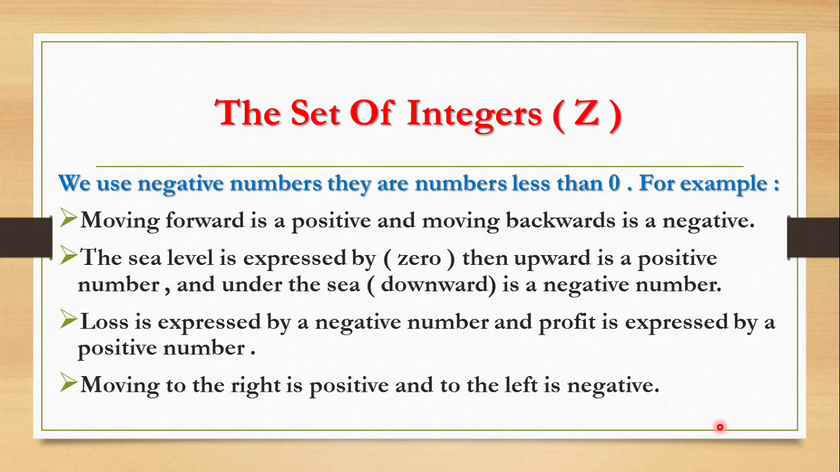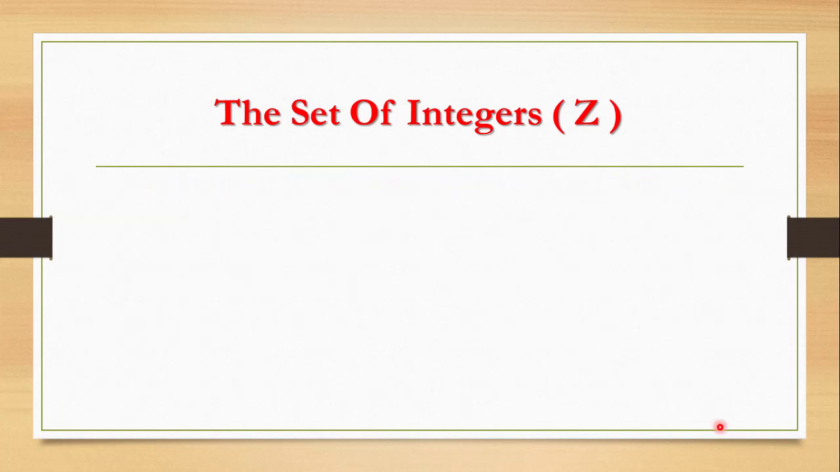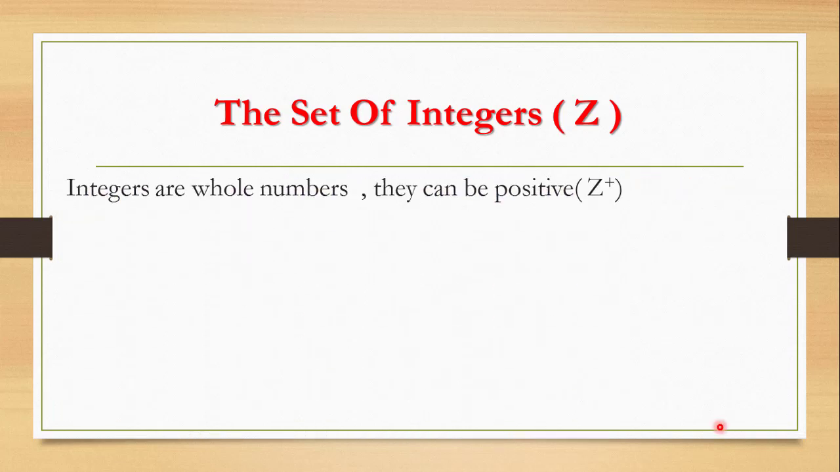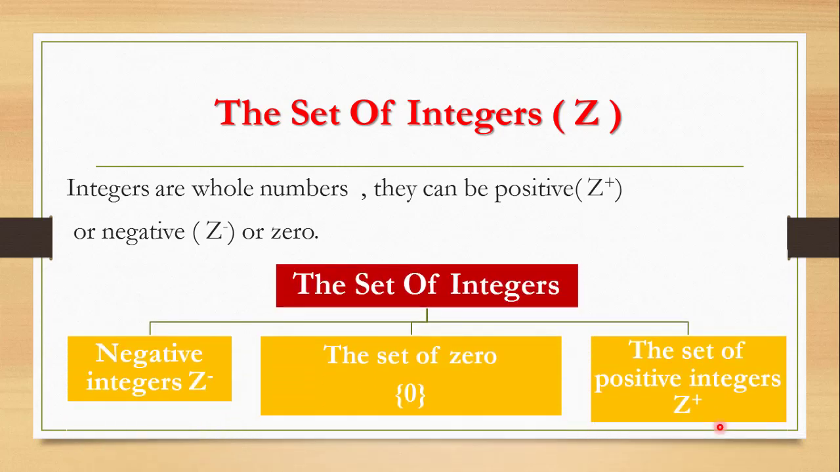Okay, so we have a new set of numbers. It's the integers. It contains positive numbers, 0, and negative numbers. So integers are whole numbers, can be positive, negative, or 0. Also, we don't have fractions or decimal numbers. So the set of integers consists of 3 sets: negative integers, Z negative, the set of 0, and the set of positive integers, Z positive.